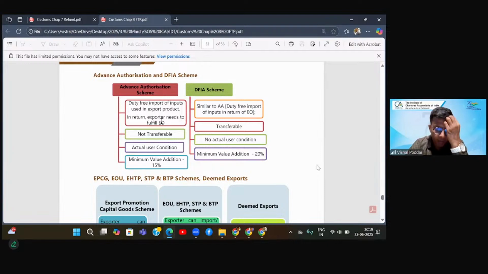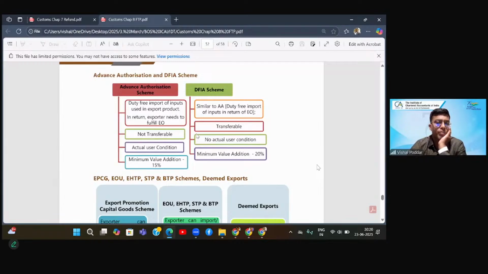Now, what are the comparative points? First, advance authorization: duty-free import of inputs which will be used in export products. In return, the exporter needs to fulfill the export obligation. Similar to this, in DFIA you can again import duty free, and in return you have to fulfill the export obligation. The main difference is non-transferable versus transferable, actual user versus no actual user.